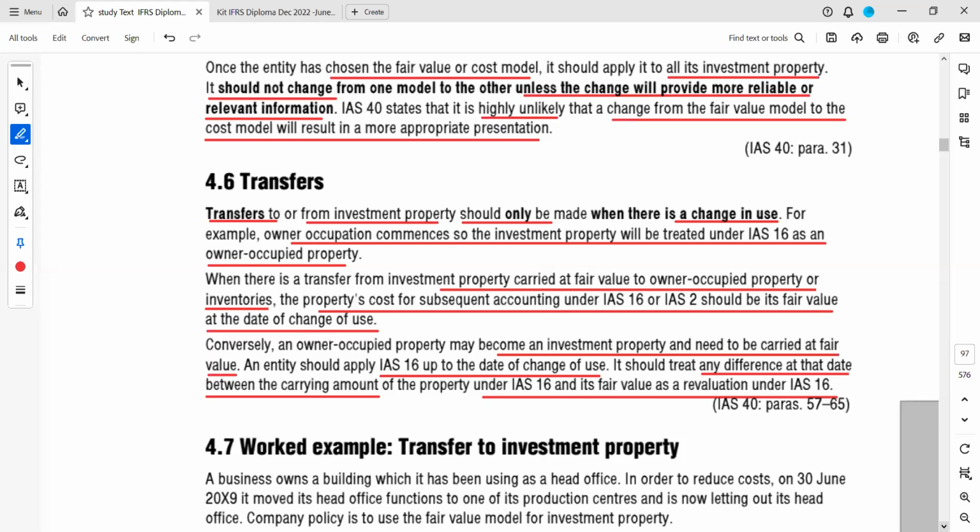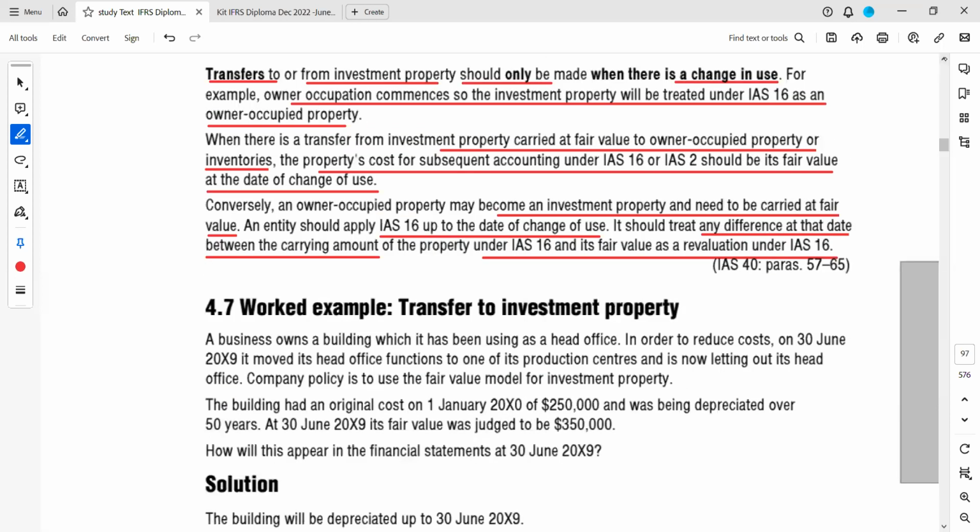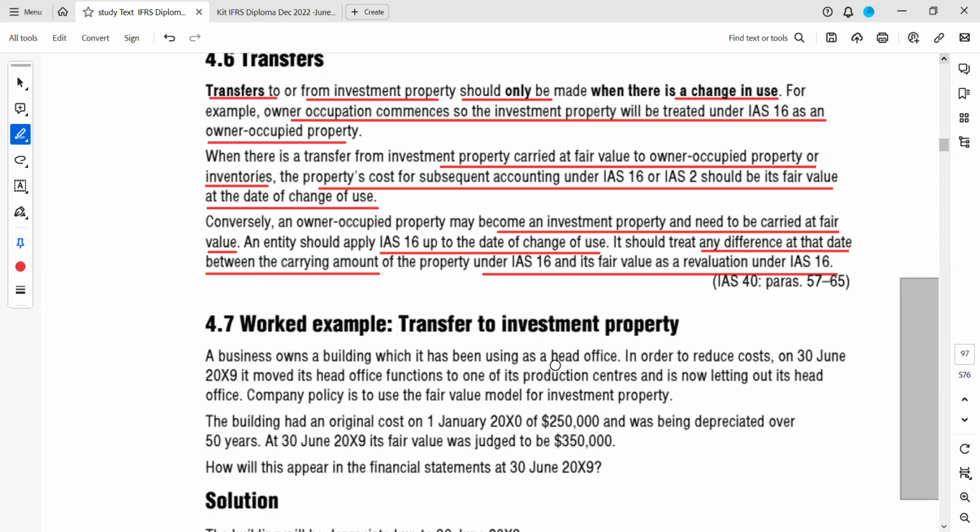Now suppose a business owns a building which has been used as a head office. This is an owner occupied property. In order to reduce cost, on 30th June it moved its head office function to one of its production centers and is now letting this out. So this is a change in use. Company policy is to use fair value model for investment property. The building had an original cost on 1st January 20x0 of 250,000 and was being depreciated over 50 years. At 30th June 20x9, its fair value was 350,000. How will this appear in the financial statements at 30th June 20x9?